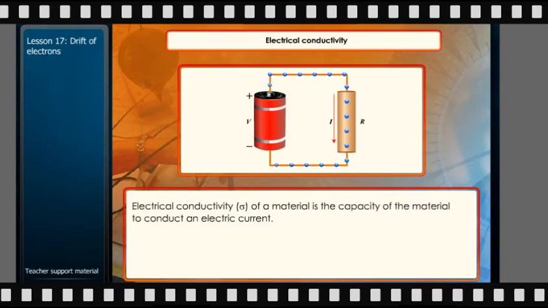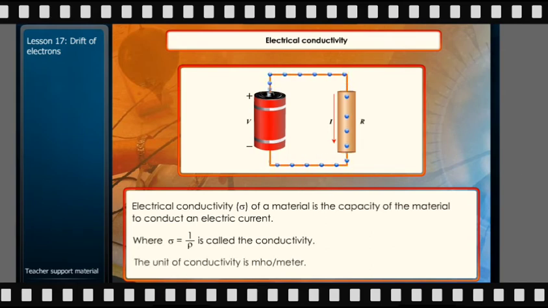Electrical conductivity of a material is the capacity of the material to conduct an electric current, where sigma is equal to 1 by rho, is called the conductivity. The unit of conductivity is mho per meter.